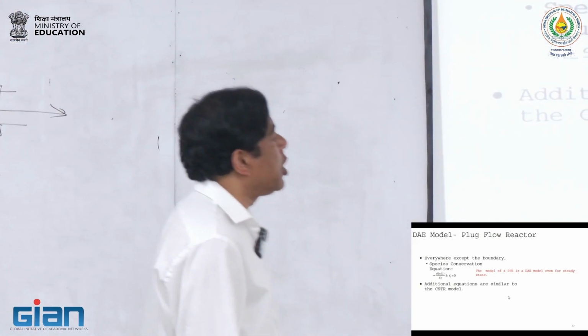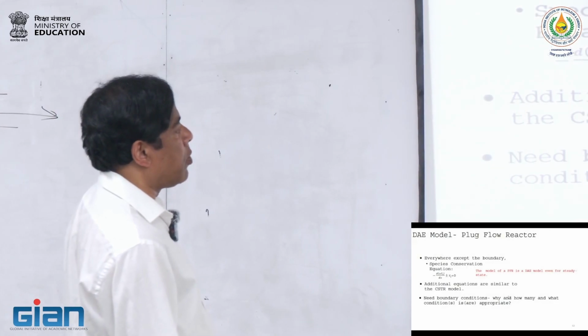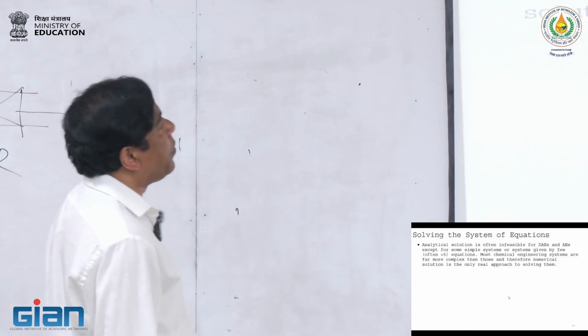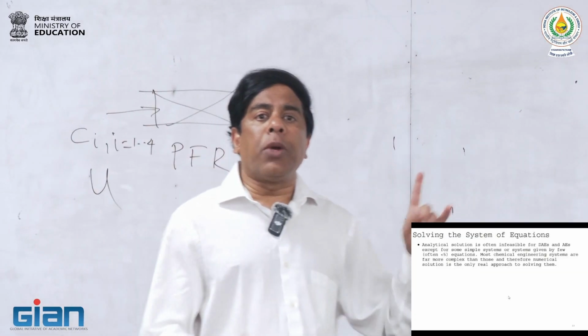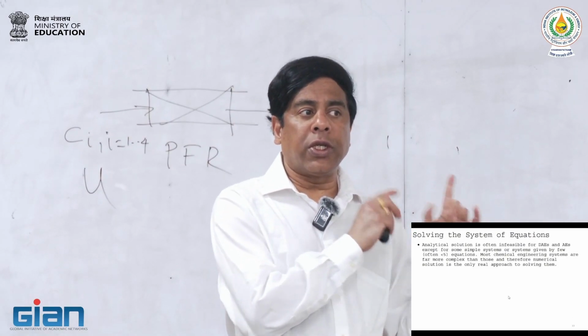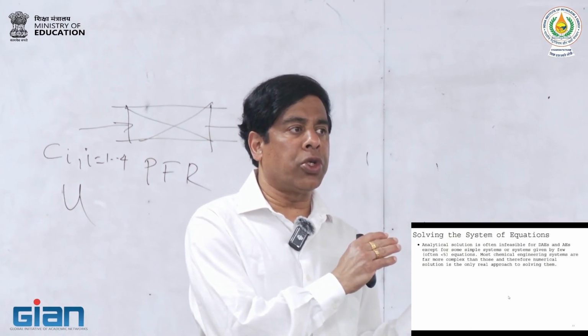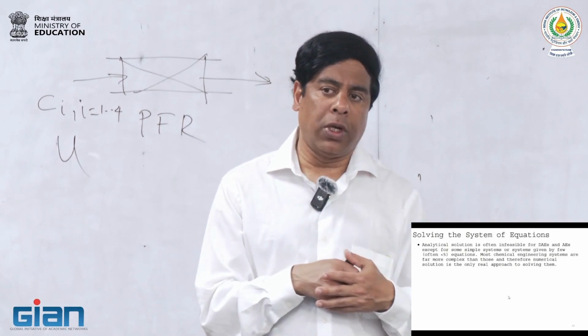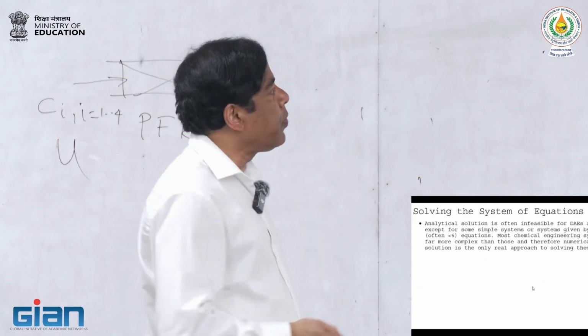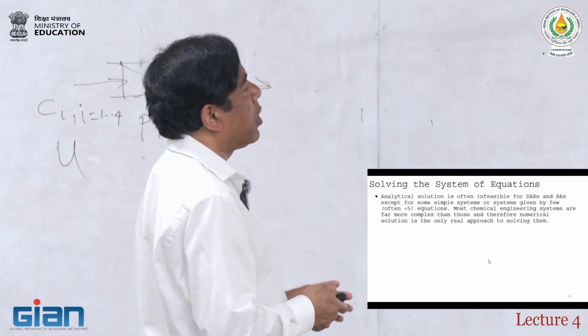And then we have the additional equations as in the CSTR model. Now we wrote 2 types of models. One we wrote as algebraic equations, another as a differential algebraic equation. Now how do we solve these models? This is the next part, and it is the most important part.